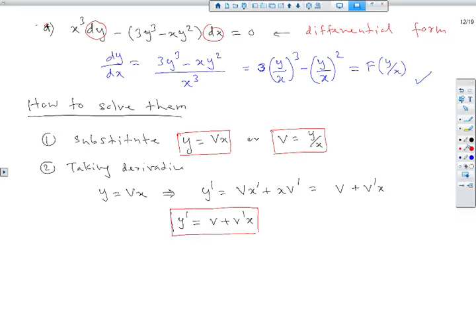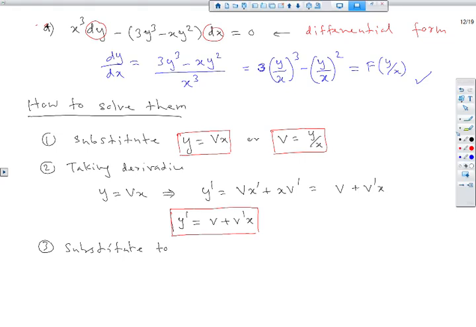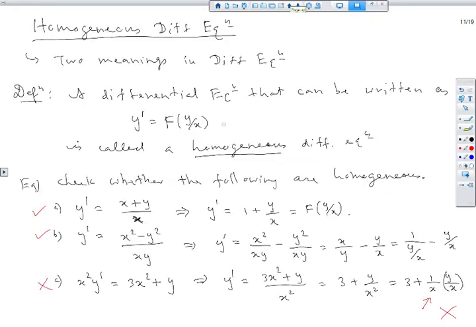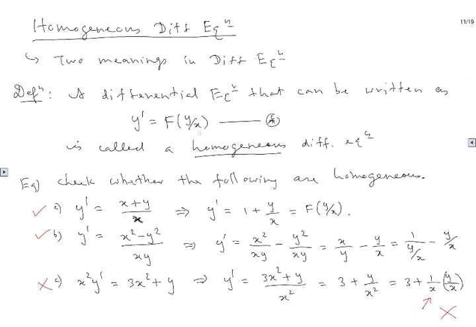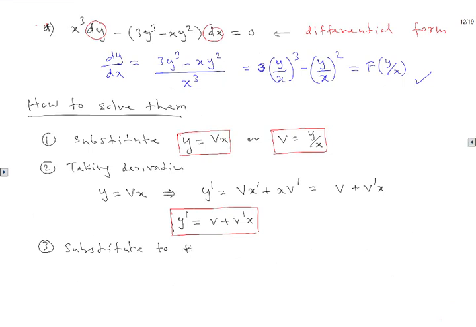Then we substitute that into the differential equation, and your differential equation becomes a separable differential equation. So the third step is to substitute into the differential equation. I'm going to call this kind of differential equation star, the kind that you can write as a function of y over x, which is what we call the homogeneous equation. So we substitute into star to rewrite it as a separable equation.